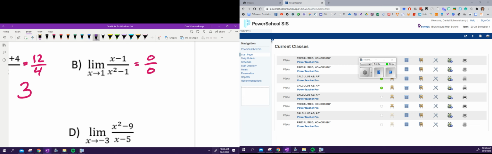I would do L'Hopital's rule because it's easier than factoring. Limit as x approaches 1. What's the derivative of x minus 1? 1. What's the derivative of x squared minus 1? 2x. I take 1, I plug it in. My answer is 1/2. You can do it either way. If you want to factor, factor. I don't like factoring. I would rather take the derivative, so I'm going to do that.